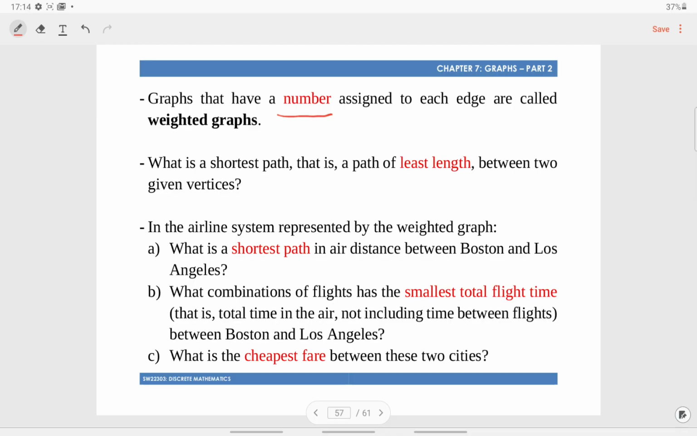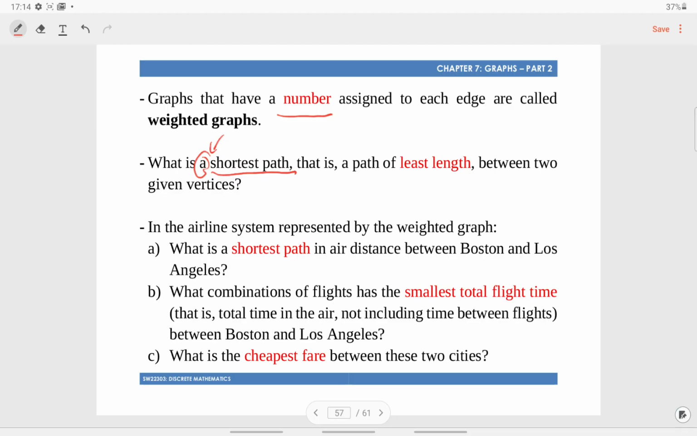What is a shortest path? A shortest path is a path of least length between two given vertices. Maybe you are curious why it is "a" shortest path and not "the" shortest path. Because there could exist more than one path with the same value, and that value is the smallest among all the path values. We can have more than one path with the least length. That's why we have "a" instead of "the".